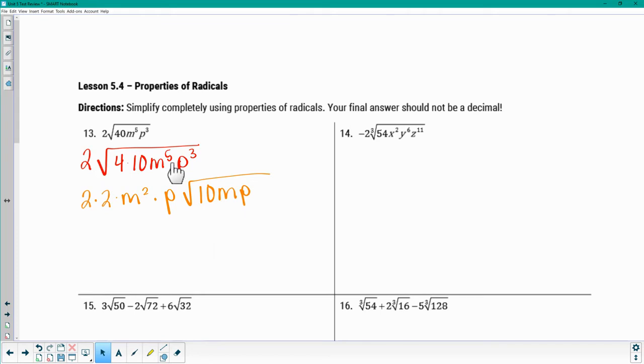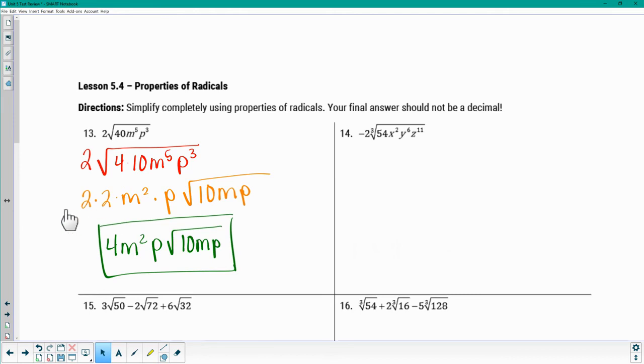2 goes into 5 twice with 1 left over, and 2 goes into 3 once with 1 left over. And my final step is to multiply my two numbers together to give me 4m squared p square root of 10mp.